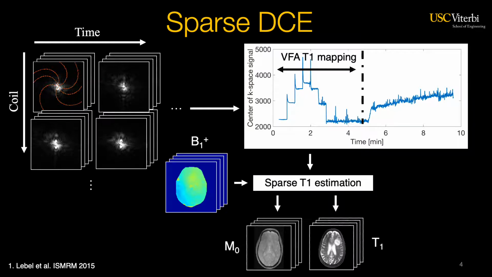In the first step of our pipeline, we use the first portion of the acquired k-space data together with previously acquired B1 plus maps to estimate baseline proton density and T1 maps in a DESPOT1-like fashion.